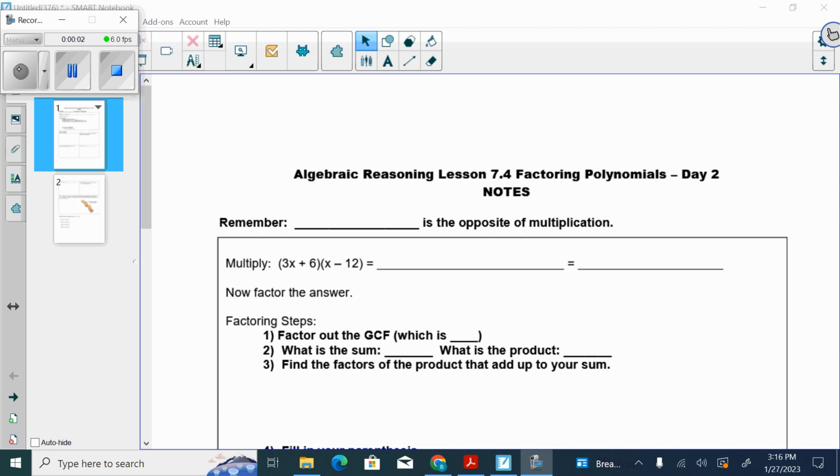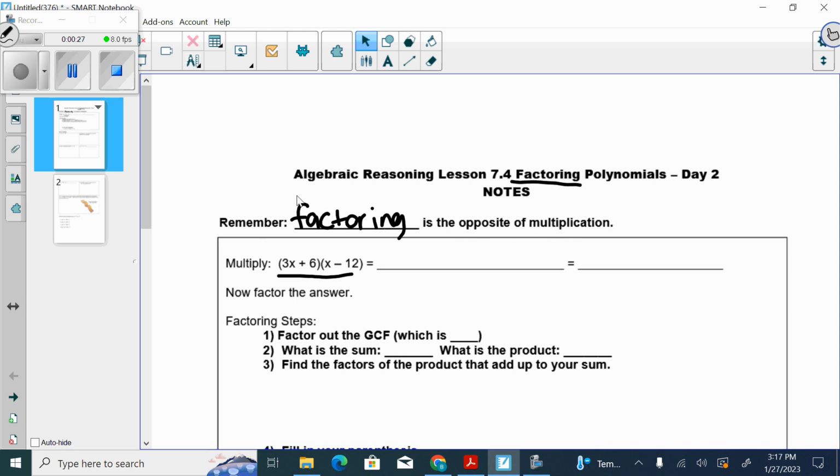So, first, fill in the blank there at the top. Remember, blank is the opposite of multiplication. Well, we know division is obviously the opposite, right? But what we're doing right now, we call it factoring. So factoring is the same thing as dividing, basically. Because when we end up with our factors, it's something like this, right?